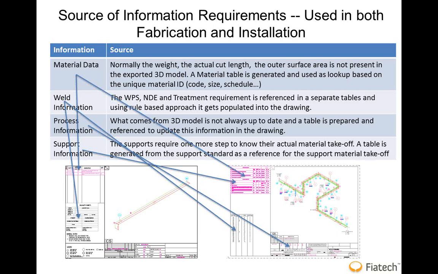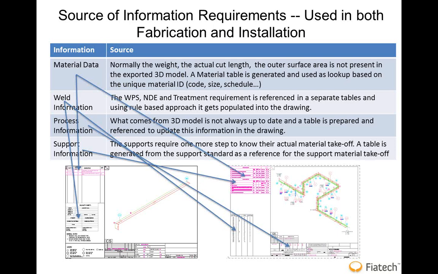Also, there is some weld information. Now, the weld information, specifically the welding procedure specification and what the testing is, is rule-based. Like you have the quality control specification. It tells you if the size is so and so, if the material is so, use this WPS and so on. So we also need to apply this kind of rule-based logic to populate this information.